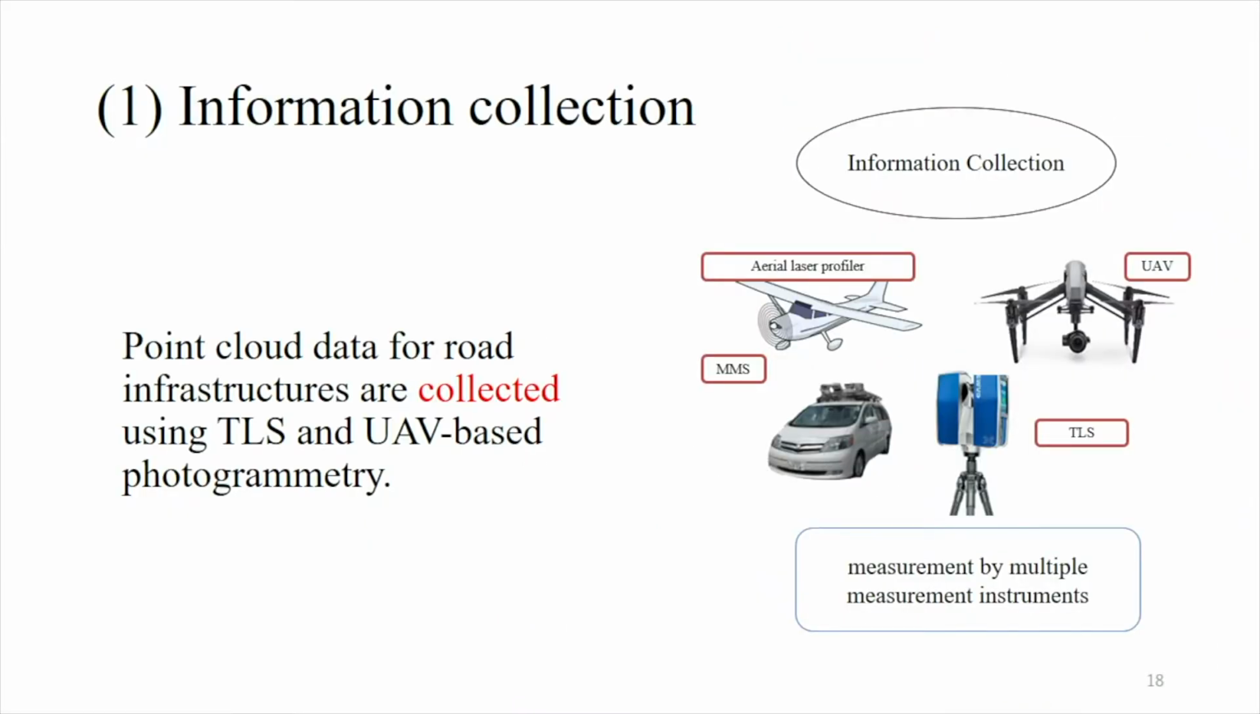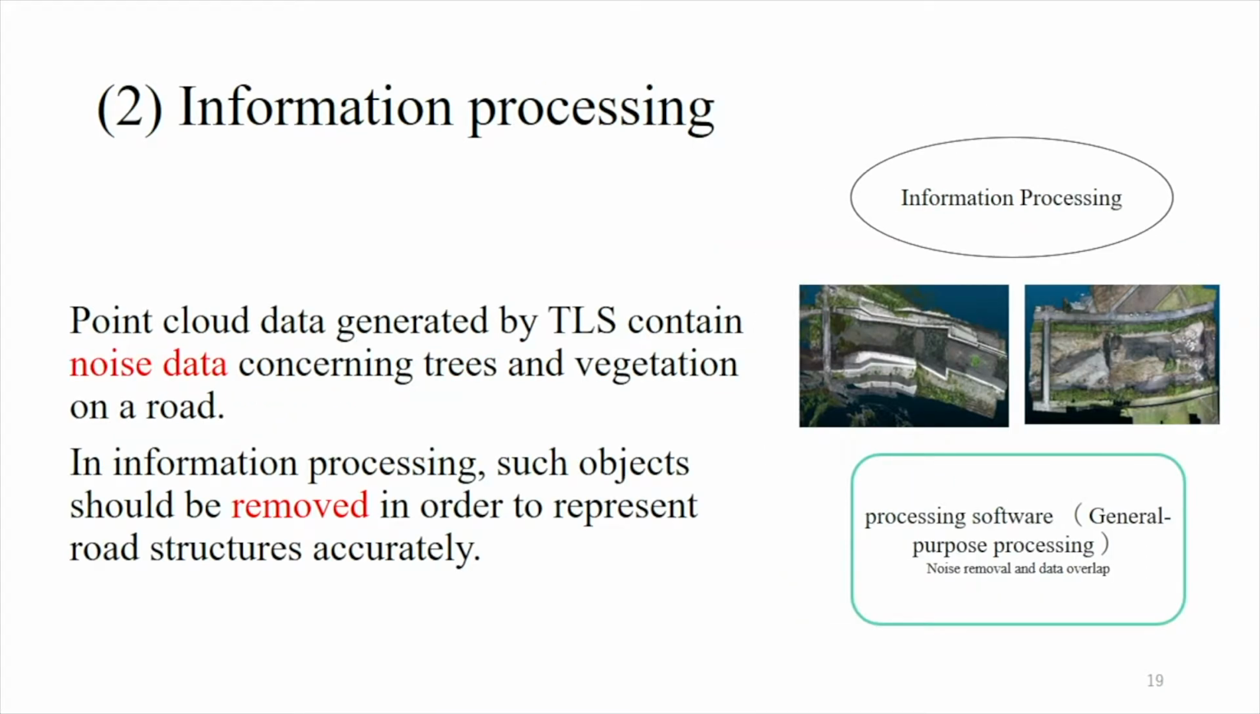So let me explain the definition of that. Information collection: the raw point cloud data of infrastructure are collected using TLS and UAV-based photogrammetry. And also, currently, we use the AMS to survey. And the second one is information processing. Point cloud data generated by TLS contain noise data, concerning trees and vegetation on a road.